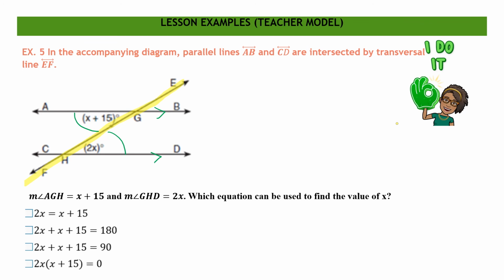So if we look at these two angles, we have to determine what position they are in. So I see that the two angles are in between the two parallel lines, and I also see that the two angles are opposite of each other. They are on opposite sides of the transversal. So because the two angles are in between the two parallel lines, and they are on opposite sides of the transversal, I know that these two angles are alternate interior angles.